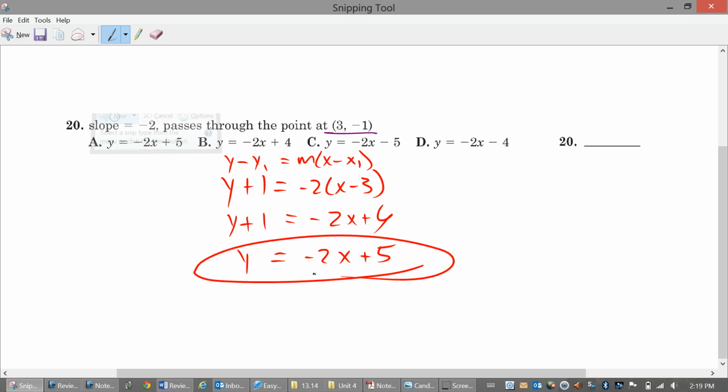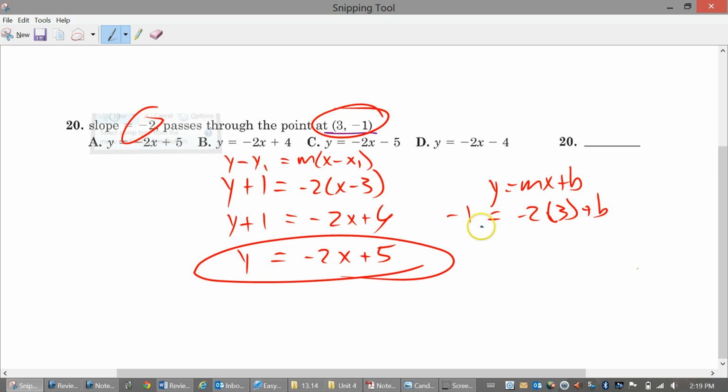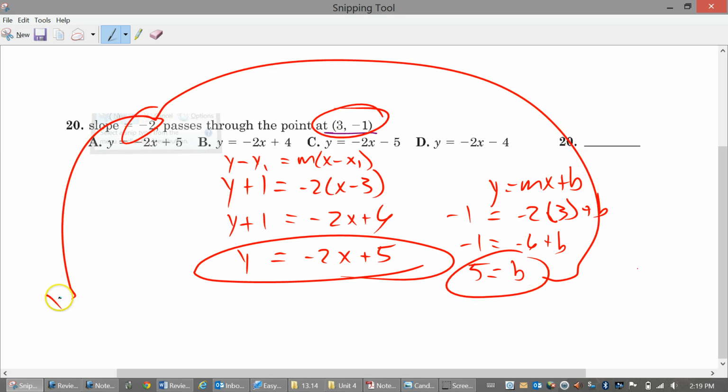Or you could use y equals mx plus b, where your slope was negative 2. So we put m being negative 2. We put x being 3 from the point, and then you can solve it for b. So b is 5, our slope is negative 2. We can put it back into y equals mx plus b. Just drop it in there, negative 2x, and then plus 5 for b. Okay?